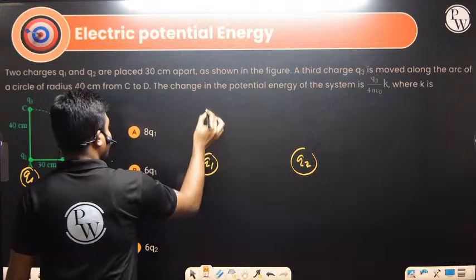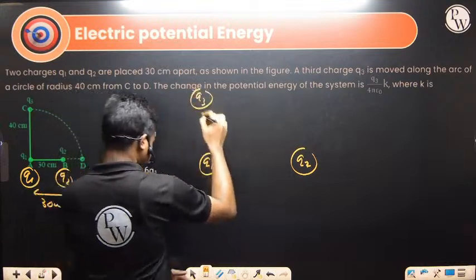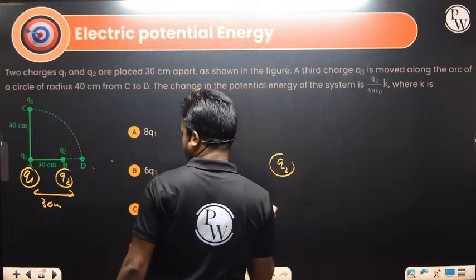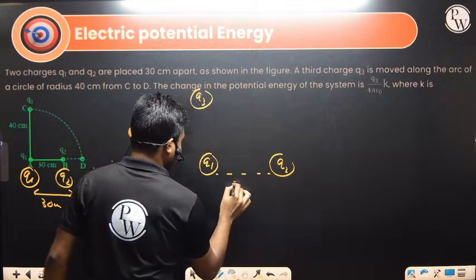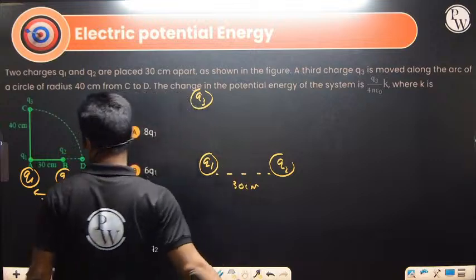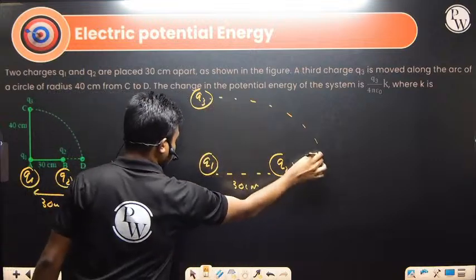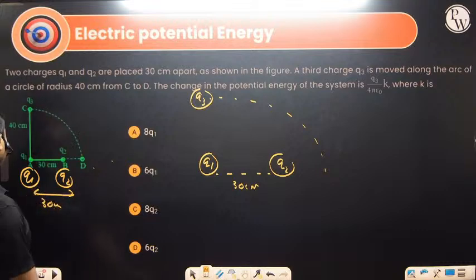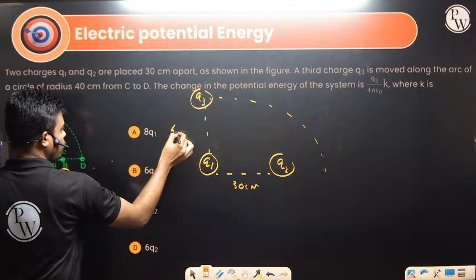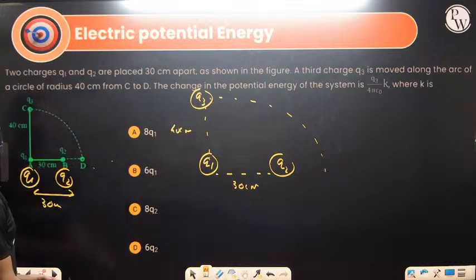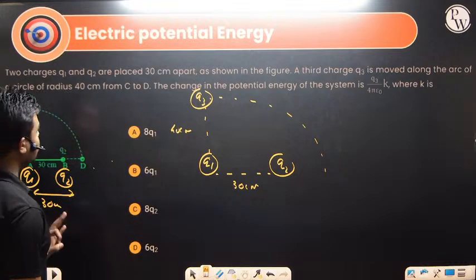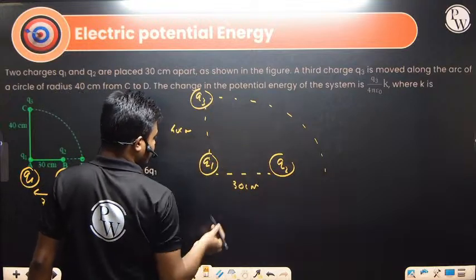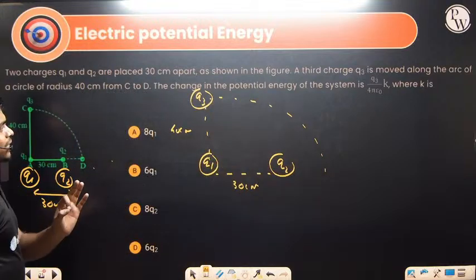So this one is Q1, and this one is Q3. This will be Q2, and the distance between these two is how much? 30 centimeter. And we have to bring Q3 to this particular position. Now what are they asking? Two charges Q1 and Q2 are placed 30 centimeter apart as shown in the figure. The charge Q3 is moved along the circle of arc 40 centimeter. They are asking the change in potential energy of the system.